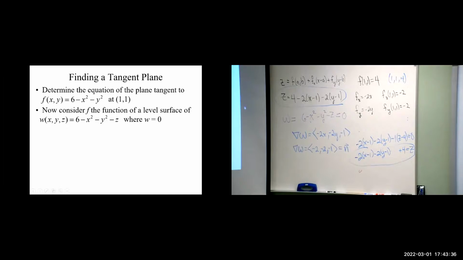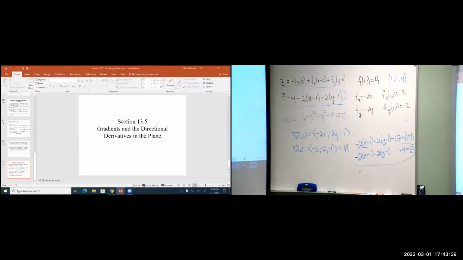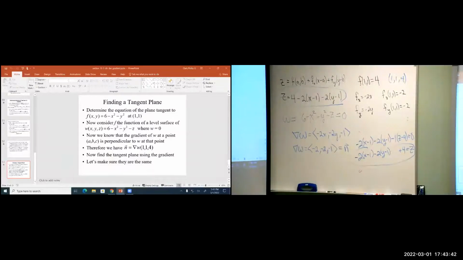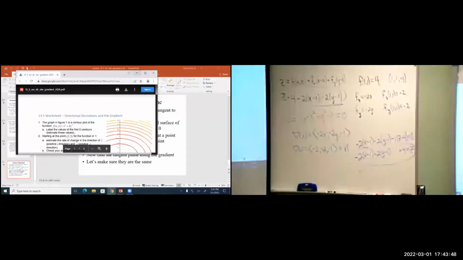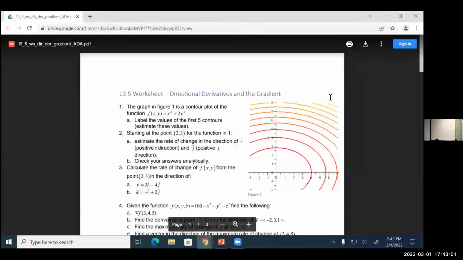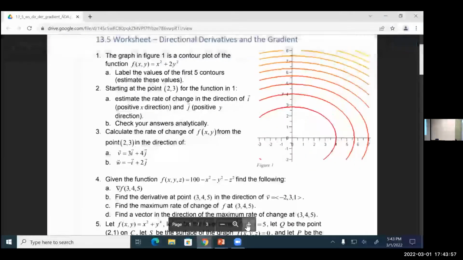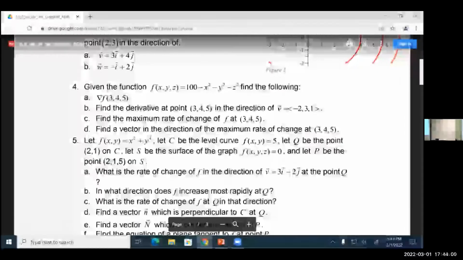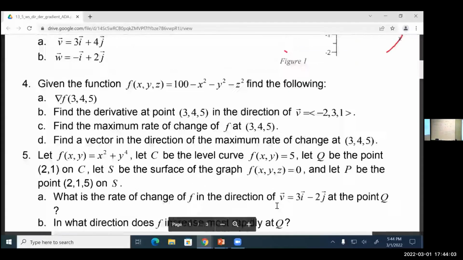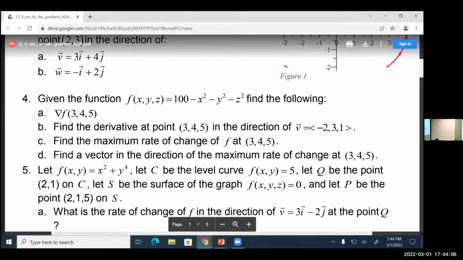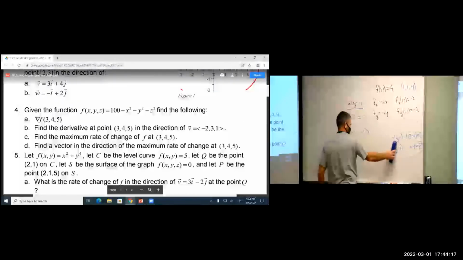All right, and I want to do one together from the 13.5 worksheet, just to give us a little bit of practice and bring this thing home. We're going to look at number 4 here. I think a lot of it you guys are already going to be able to do, but I just want to go through a couple of things. While I'm erasing, if you want to start on A, feel free.